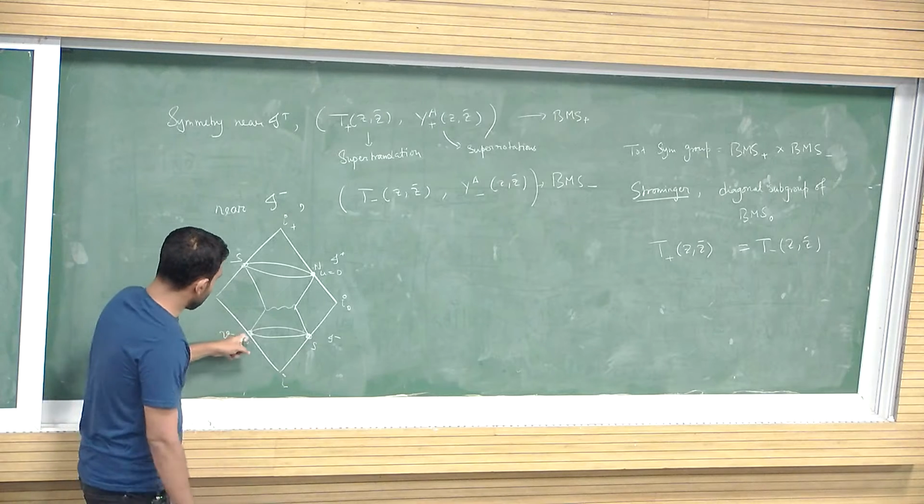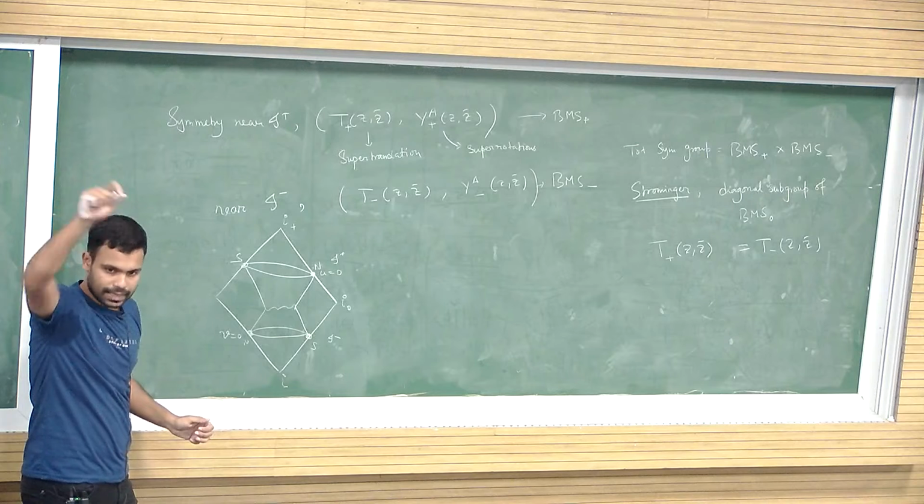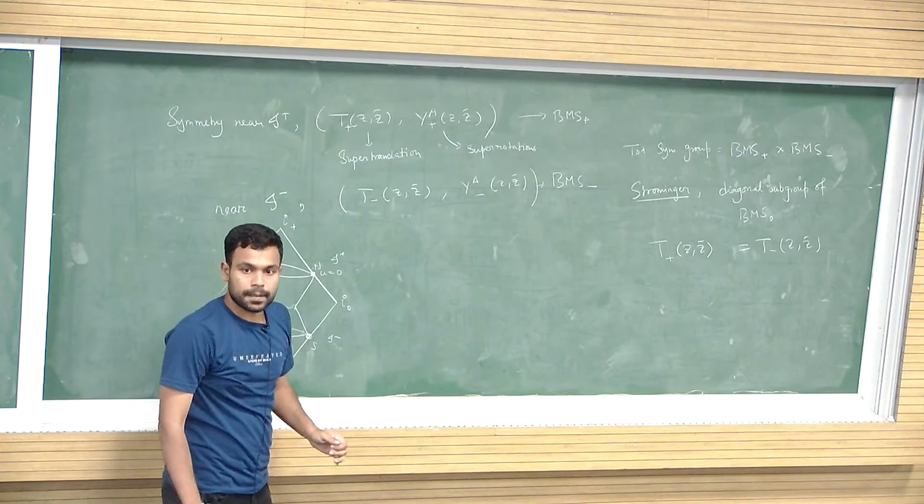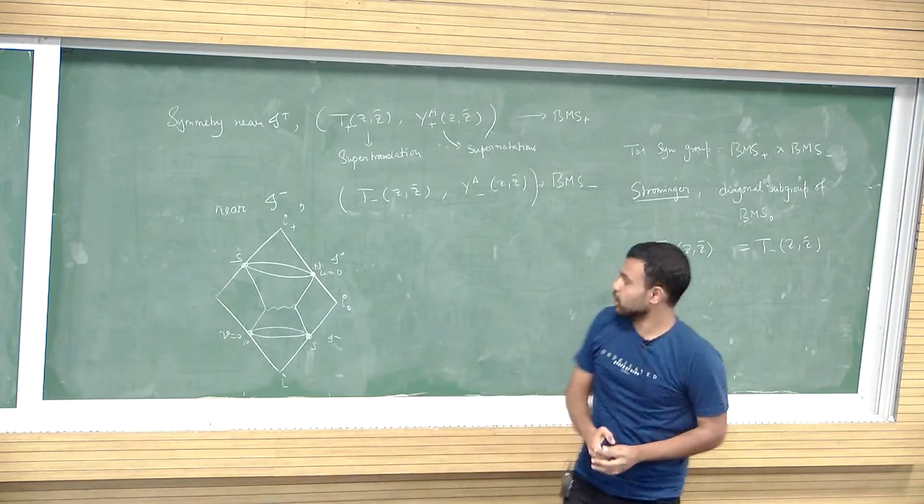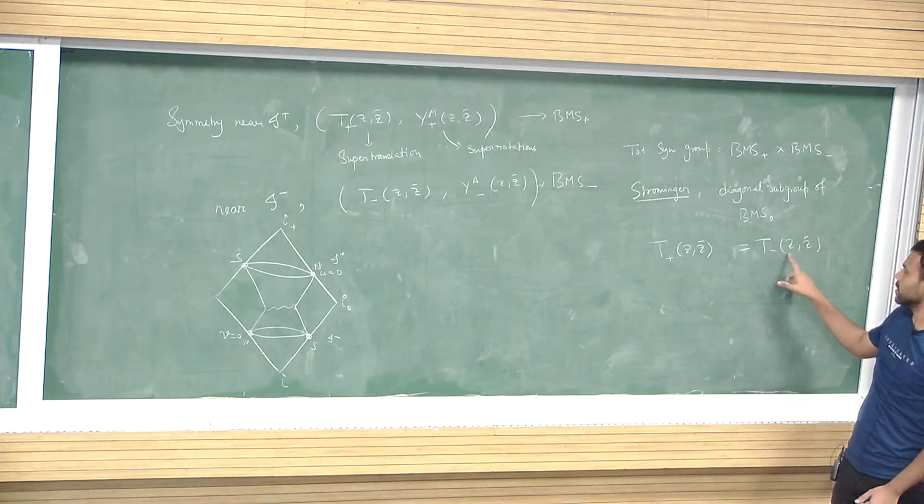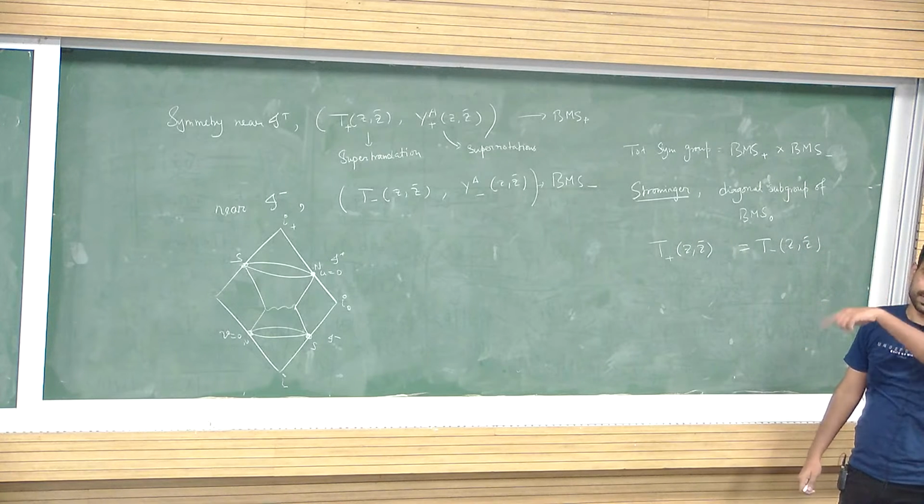So I'll have a null line that will start from here, say from the north pole, and then wherever it ends up, that's my north pole for scri plus. That is why I've written z and z bar. So if you want to say it's the south pole, you can just change this condition so that z goes to z bar and z bar goes to z.